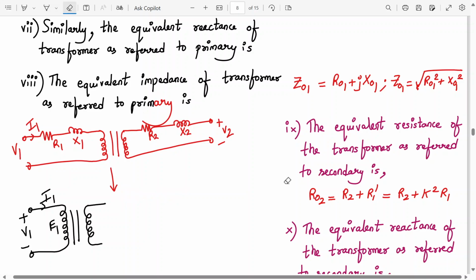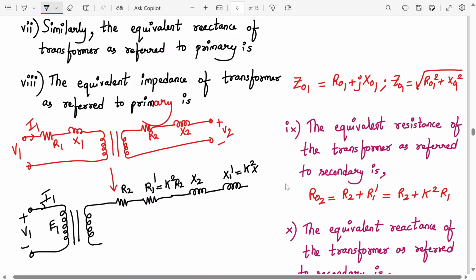Let me draw it for you all properly. So here we can draw R2. Instead of X2, I'll write R2 dash. Actually, this will be R1 dash, right? What will be the formula for R1 dash? K square R2. Then we'll have X2 and X2 dash, X1 dash, which is K square X1. This will be K square R1. Sorry, R1. This will be K square X1.